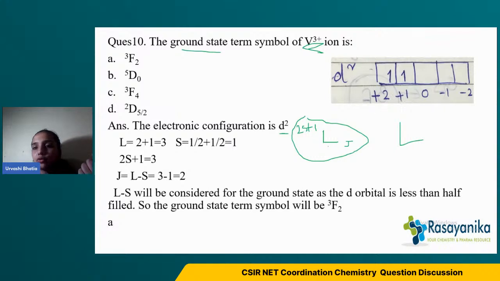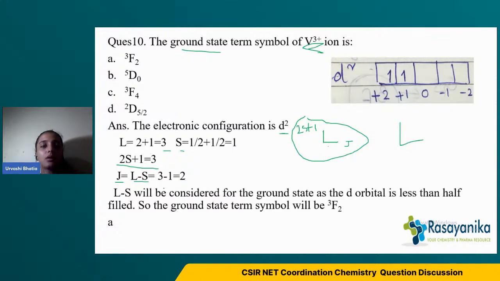We add up these: plus 2 and plus 1 add up, and it is going to come up to 3. And spin is half plus half, as 2 electrons are there, we get 1, so S is equal to 1. Okay, and 2S+1, the spin multiplicity, is 3. And what is the value of J? Actually, it is from L plus S to L minus S.